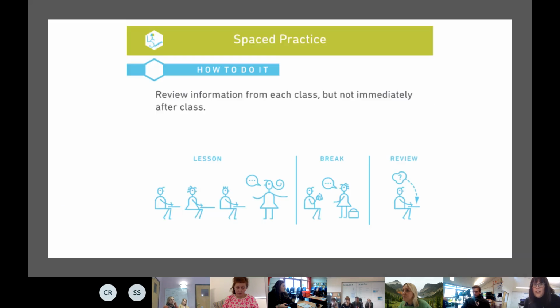Just throughout these slides, think about our space practice, and how we give feedback when we've got our space practice areas up and running. How are we going to give feedback for the art, for the DT, for the writing, and everything that's going on out there? This is what they're suggesting that pupils do: review information from each class, but not immediately after each class. So it's giving them that time.